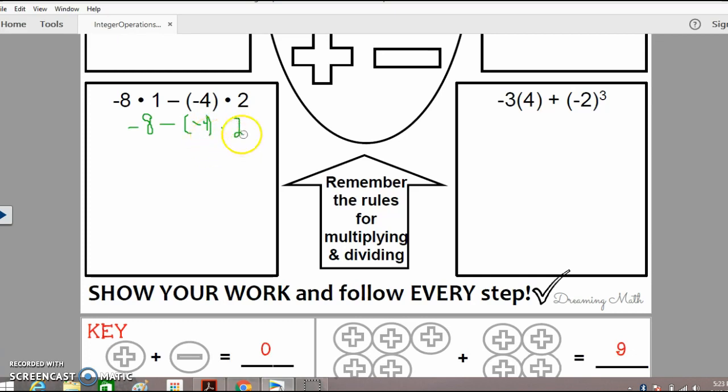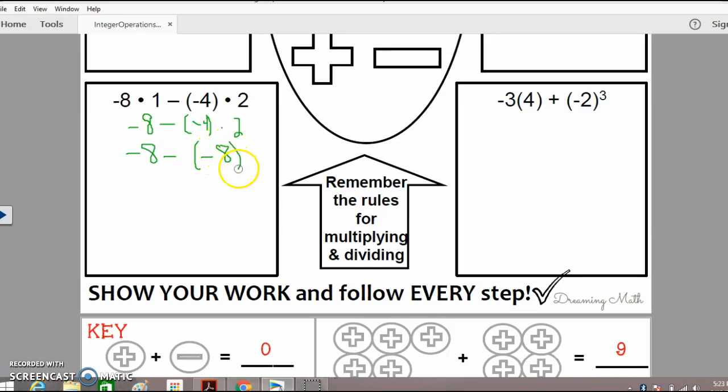Now, this is multiplication, so that's what I should evaluate before I add or subtract. So let me copy this down because I'm not doing anything with it quite yet. But this time I have a negative 4 times 2. Remember, when we multiply by its opposite, we will get a negative. So in parentheses, just to differentiate the two, I have negative 4 times 2, which is negative 8.